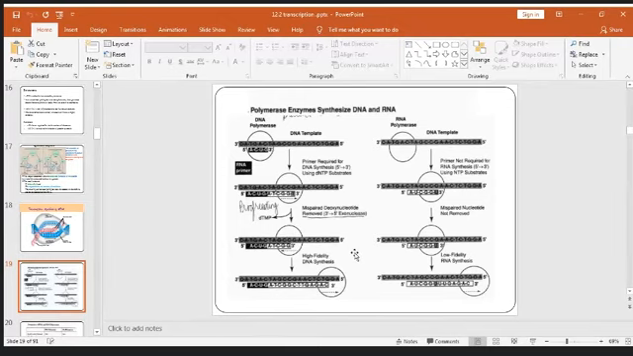Mistakes made during DNA synthesis, or by DNA polymerase, are very rare. But when it comes to RNA polymerase, low fidelity RNA synthesis might be taking place. In synthesis, both of them are synthesized in the 5' to 3' direction.